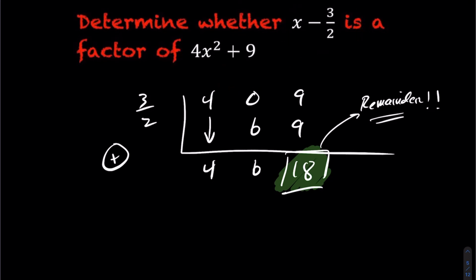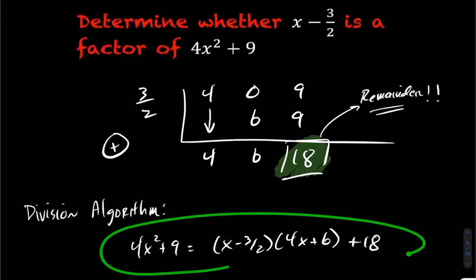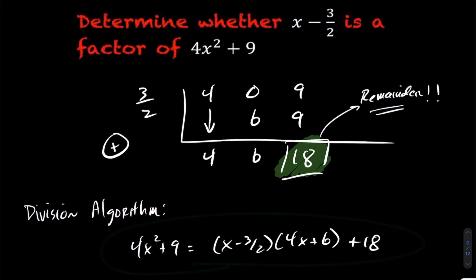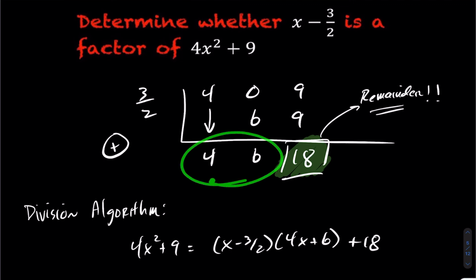Let's take a look at this using the division algorithm. And you can see here, using our division algorithm, we get 4x squared plus 9 is equal to our divisor times our quotient plus remainder. And again, that quotient is going to be 1 degree less than our polynomial, so it would be a degree 1. So this must be 4x plus 6. Let's take a look at another example.